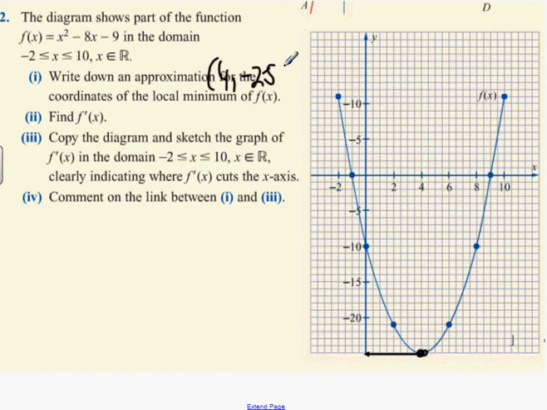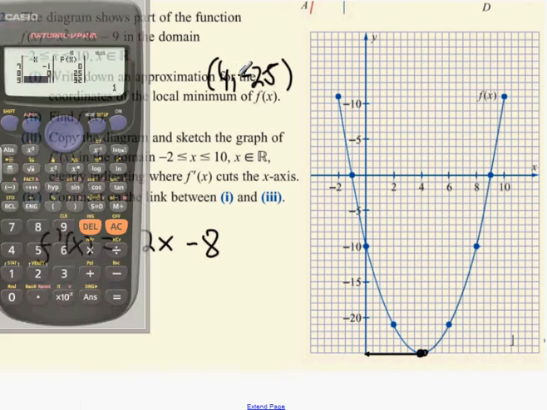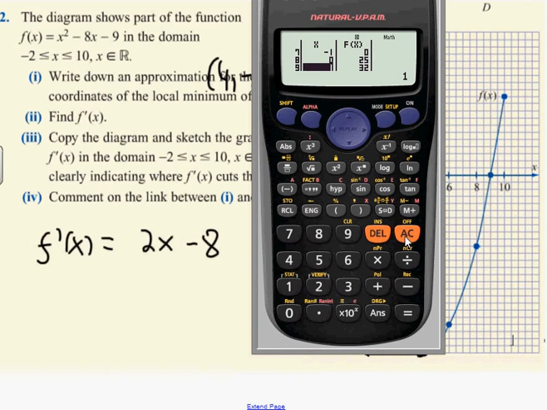Very easy. Second question, find the first derivative. What is the first derivative? f dash x equals 2x minus 8. Sketch this into your graph. Remember f dash x equals 2x minus 8. How do we draw that? Really easily. Go to your table function. Do your 2x minus 8.